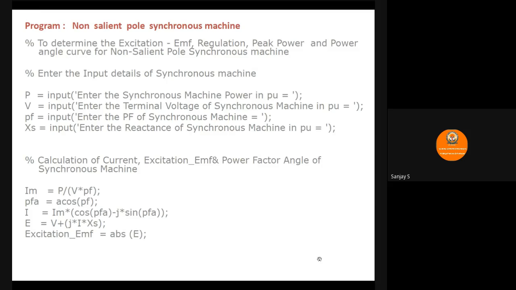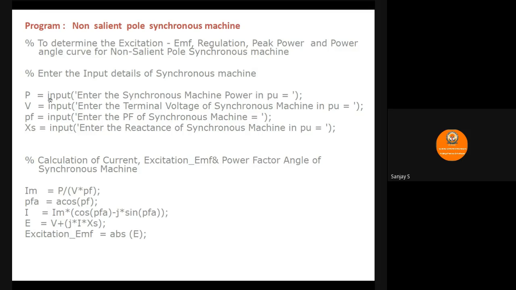Now, let us realize the same in the program. This is the first one. The first part of the program is for non-salient pole synchronous machine. Our intention here is to determine excitation EMF, regulation, peak power, power angle. We are plotting the power angle curve for non-salient pole synchronous machine. So the first step here, as you know, if you use the prefix as percentage, it is a comment. It will not be executed.